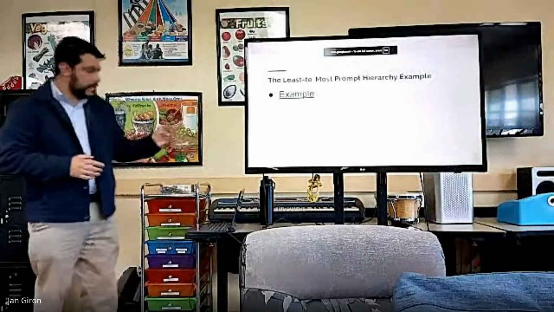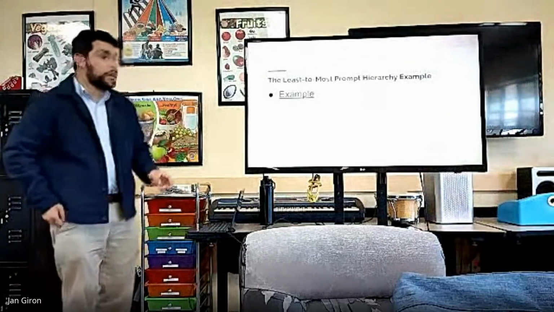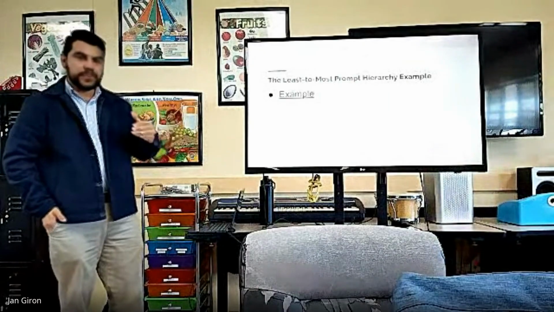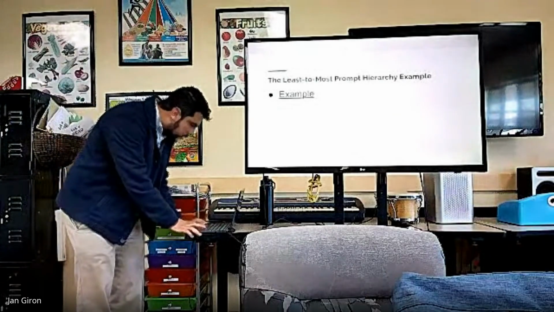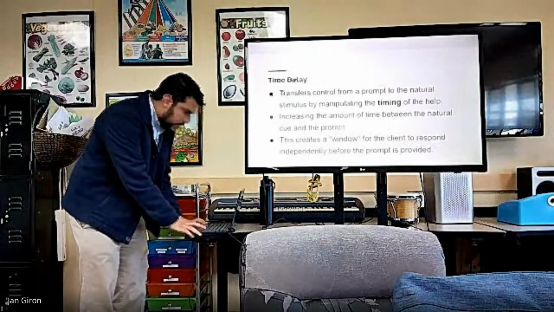Yeah, so that is least to most. I really like that example with the hand washing because it is one of the ways we can increase the duration of it. Other than that, yeah, we have a good grasp on that. Let's talk about something else.